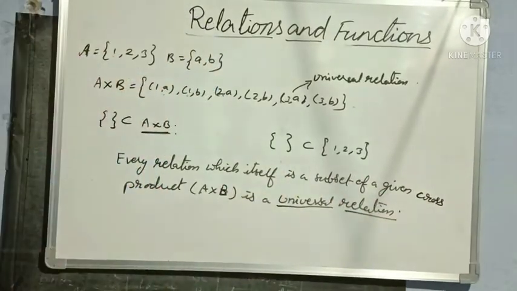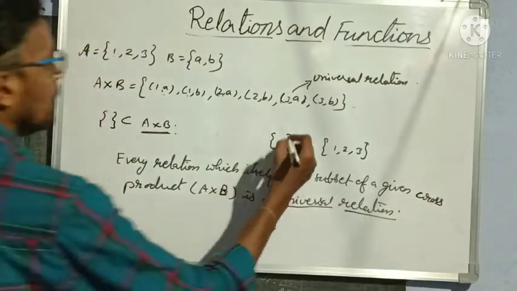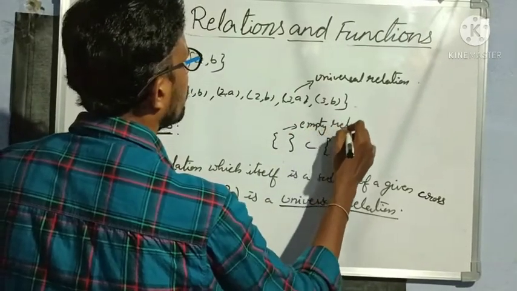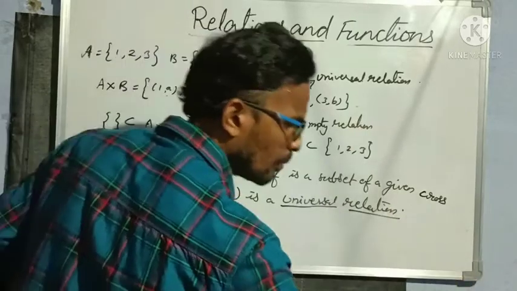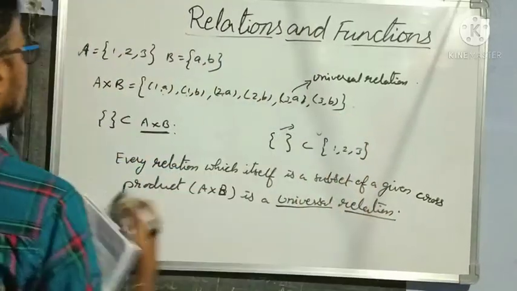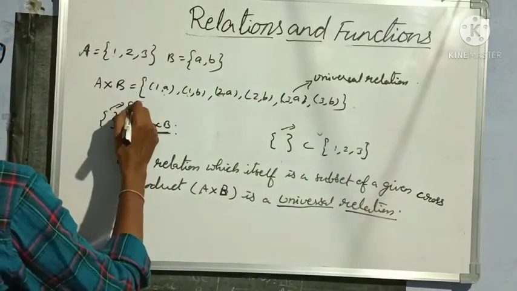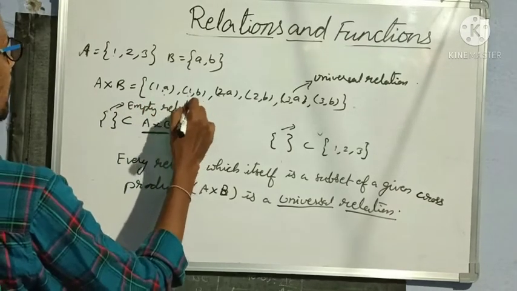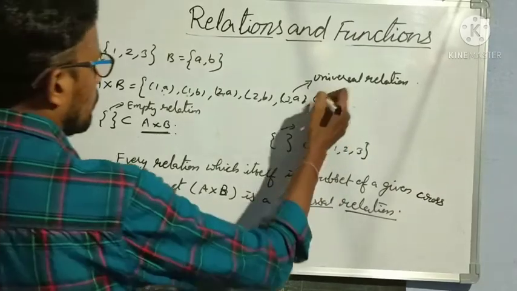Okay? This is about universal relation and this is about empty relation. Understood everybody? Sorry, this is empty subset. Here we should write universal relation, empty relation. Okay? And this is universal relation.